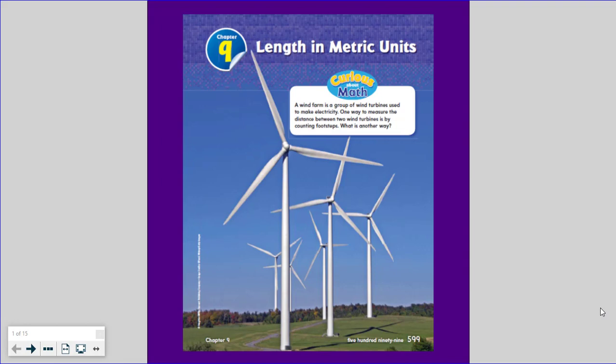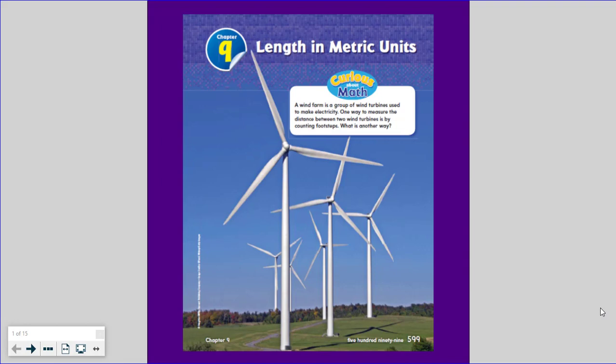So, it says curious about math in the box, and it says a wind farm is a group of wind turbines used to make electricity. One way to measure the distance between two wind turbines is by counting footsteps. What is another way? How are some other ways we might be able to measure? Tape measures, yeah, maybe using a string, measuring the distance with a string, right? There's lots of different ways we could try measuring it. Maybe people laying, right? For person, how many person lengths are there?